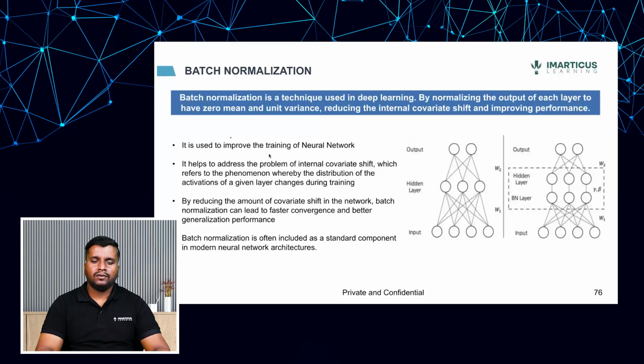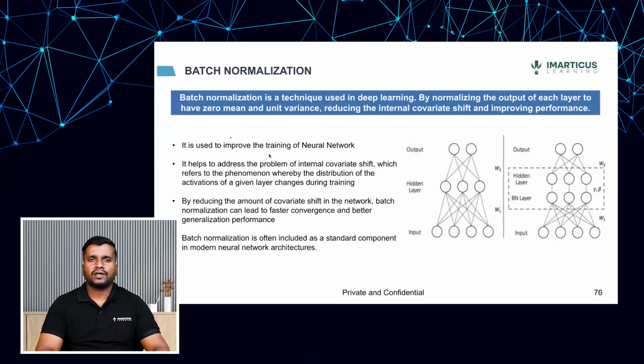Now, internal covariate shift is all about covariance among the internal input parameters, which refers to the phenomenon where the distribution of the activation of a given layer changes during the training. While training the data, it is possible that the internal covariance is always shifting, which usually happens in a machine learning problem. By reducing the amount of covariate shift in the network, batch normalization can lead to faster convergence and better generalization of the performance.